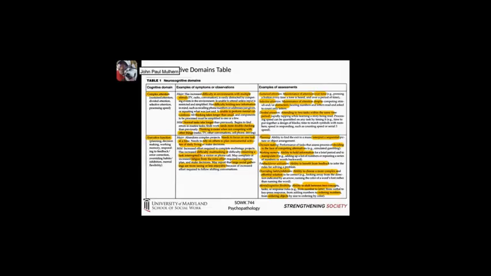Okay, so starting with complex attention. Let me come over here to the examples of assets column, and let's look at the primary facets of complex attention. The first one is sustained attention, the ability to focus on any particular thing over a period of time.